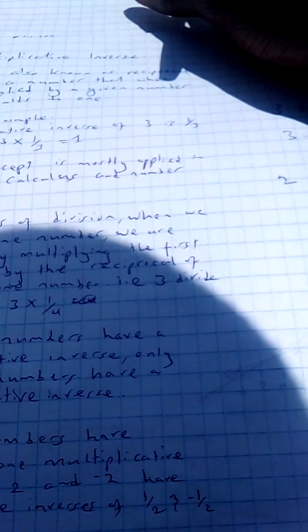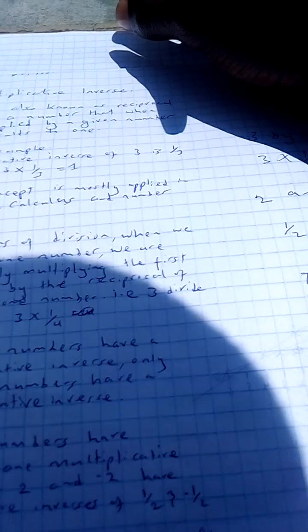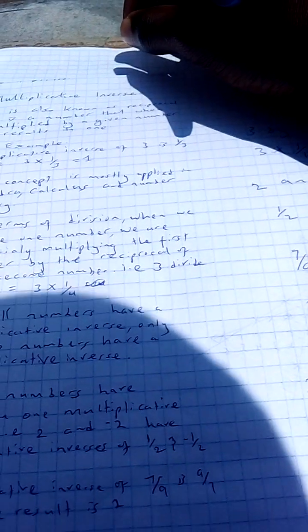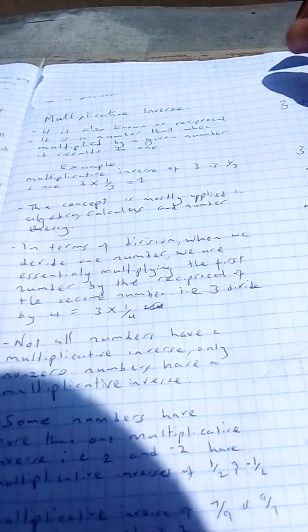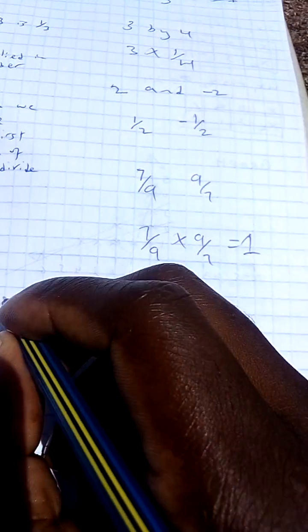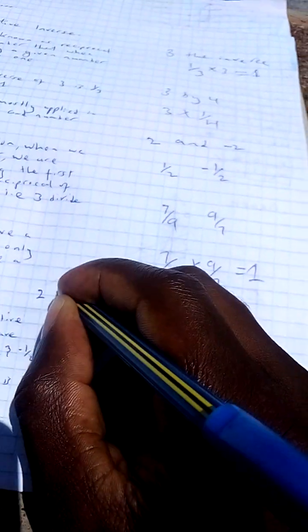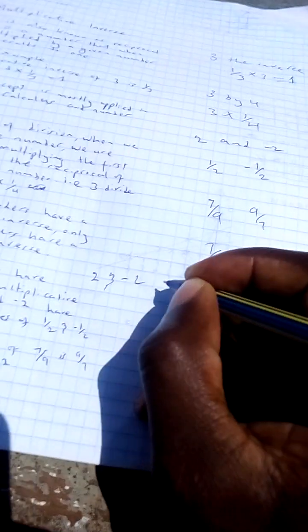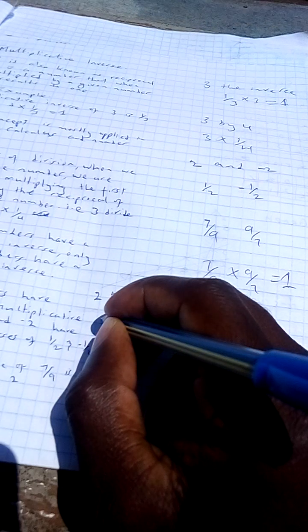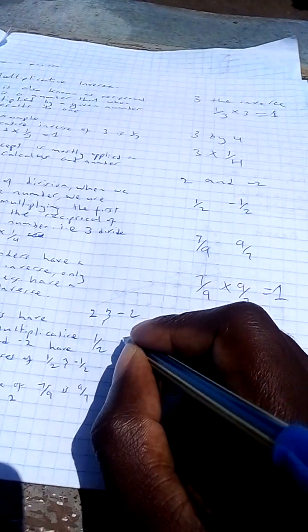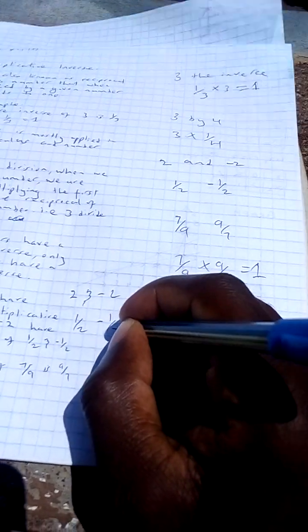Not all numbers have a multiplicative inverse. Only non-zero numbers have a multiplicative inverse. Some numbers have more than one multiplicative inverse. For example, let's take 2 and negative 2. The inverse of 2 will be 1 over 2, while that of negative 2 will be negative 1 over 2.